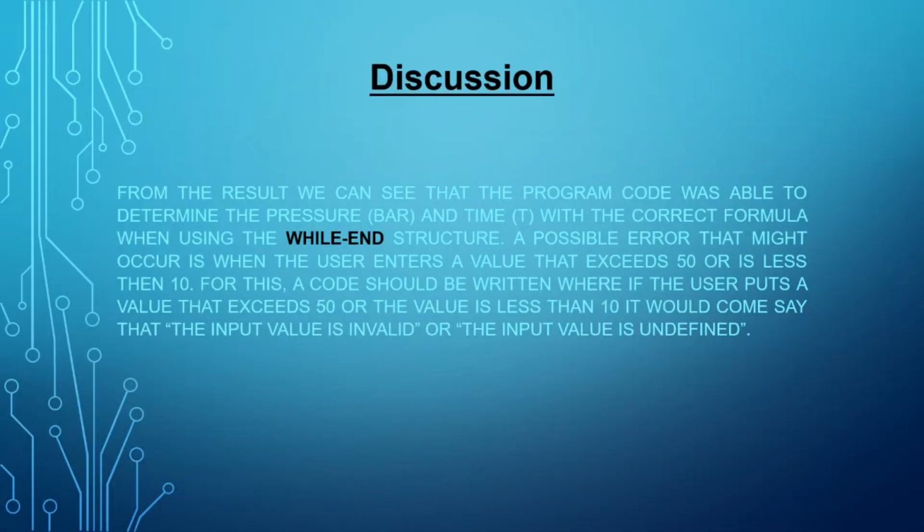Now for the discussion. From the result, you can see that the program code was able to determine the pressure bar and time T with the correct formula when using the while structure. A possible error that might occur is when the user enters a value that exceeds 50 or is less than 10. For this, a code should be written so that if the user puts a value that exceeds 50 or is less than 10, it will say that the input value is invalid or undefined.